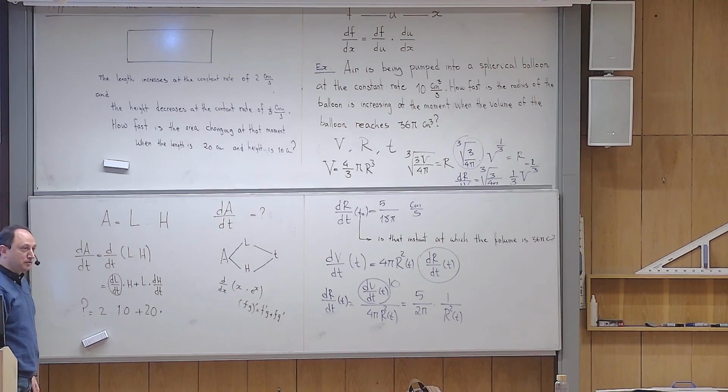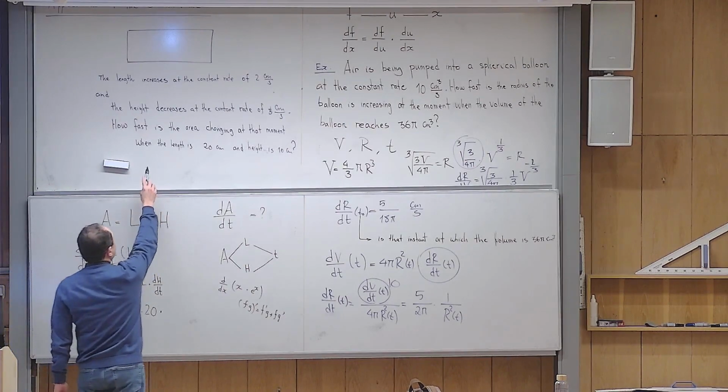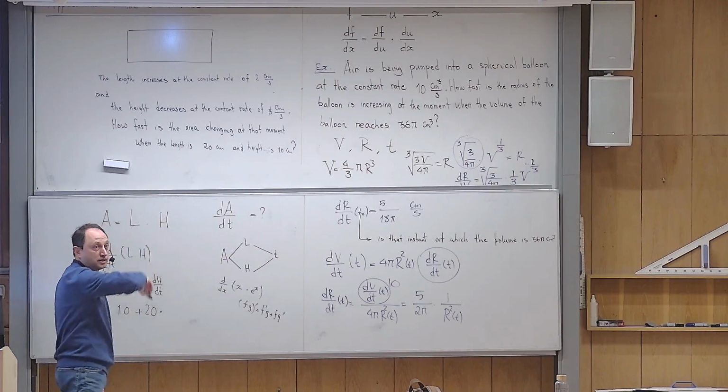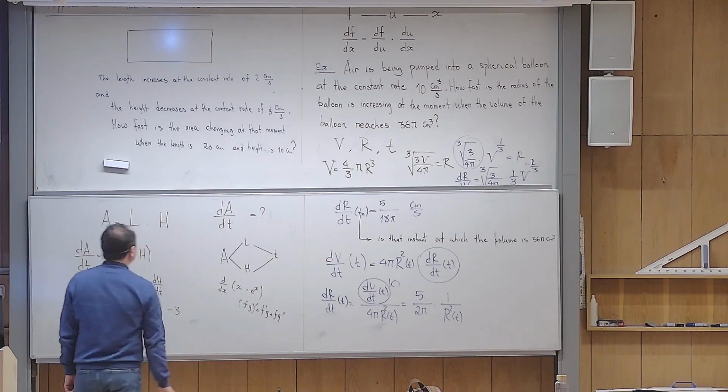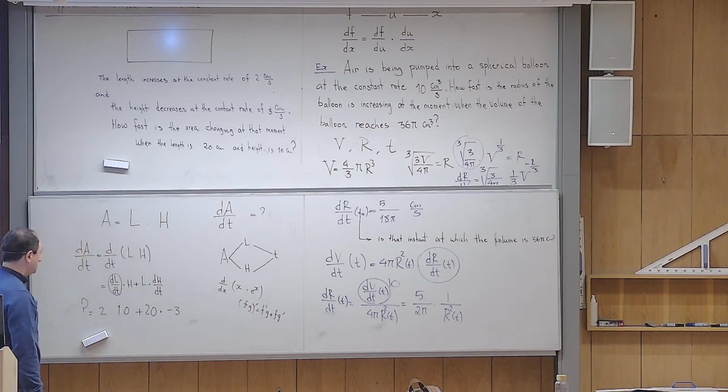Don't spoil the problem. Yes, minus. You have to put the minus, because I have mentioned that the height decreases at that rate. Yes? So this means that you have to understand that you have to put minus 3 here. And then you do the calculation.